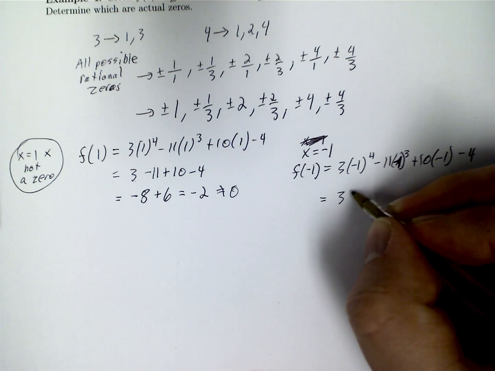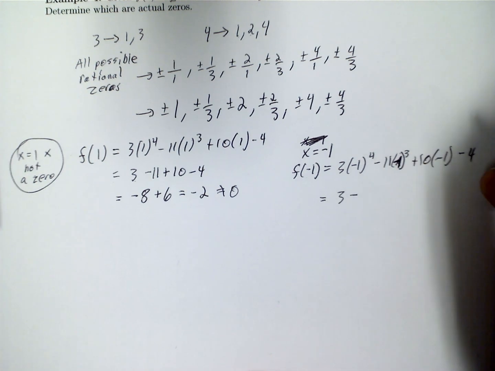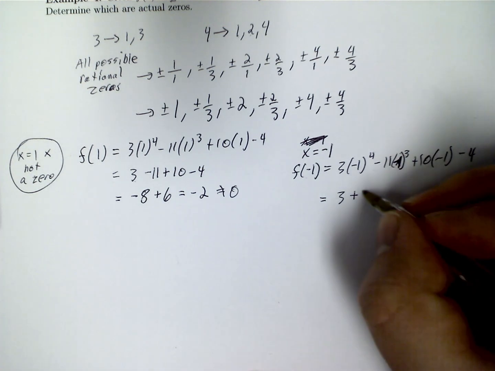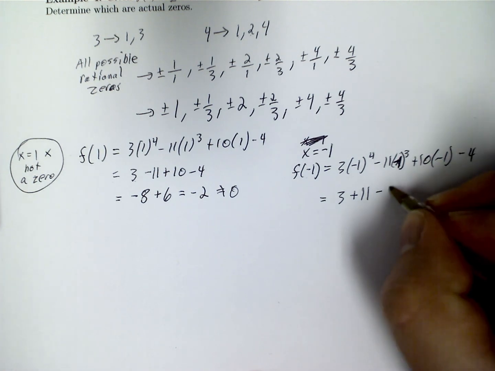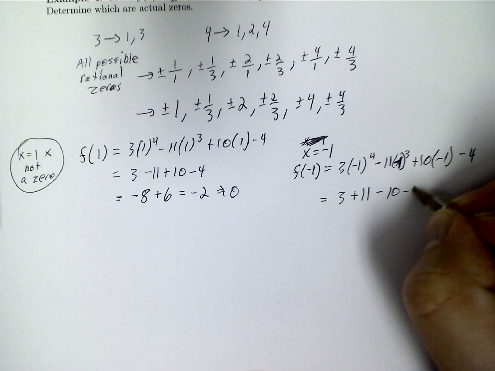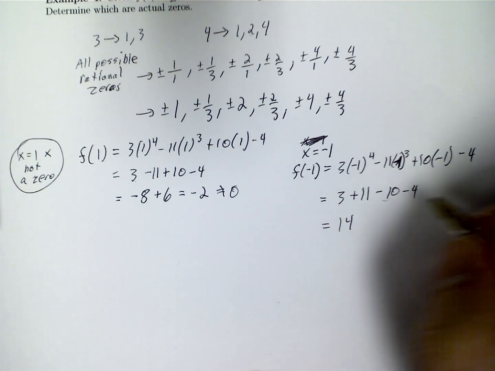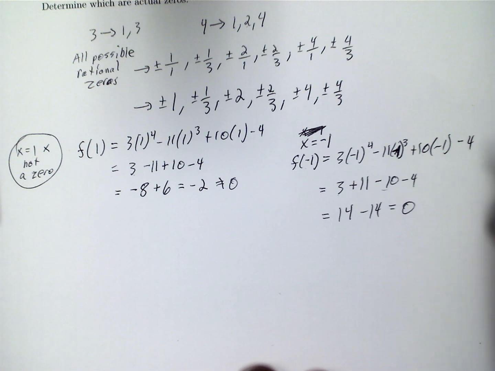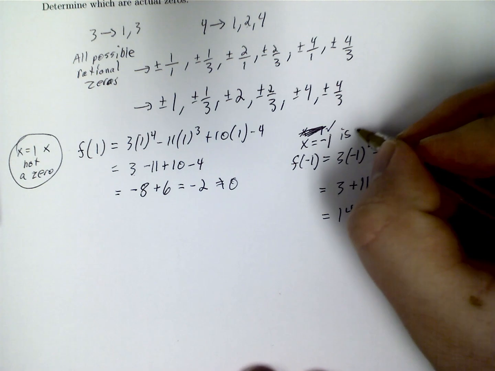Negative 1 to the 4th is 1, so 3 times 1 is 3. Negative 1 to the 3rd is negative 1 times negative 1 times negative 1, which is negative 1, times a negative 11 is a positive 11. Positive 10 times negative 1 is negative 10, minus 4. We have 3 plus 11 is 14. Negative 10 minus 4 is negative 14. 14 minus 14 is 0. So what is f of negative 1? It equals 0, so x equals negative 1 is a 0.